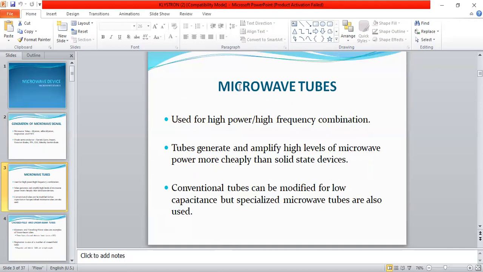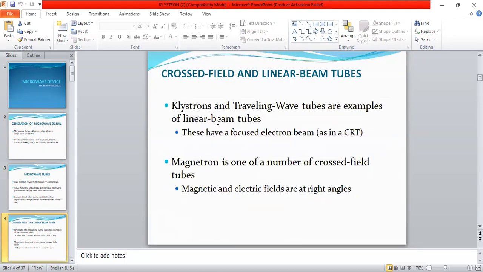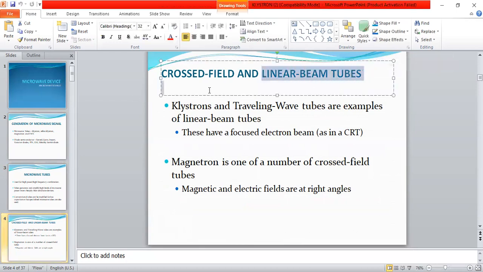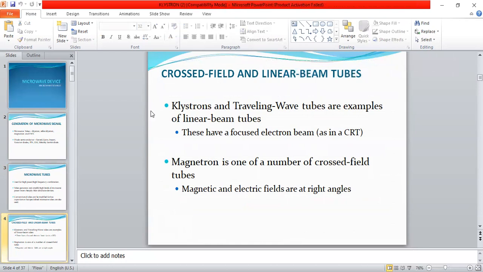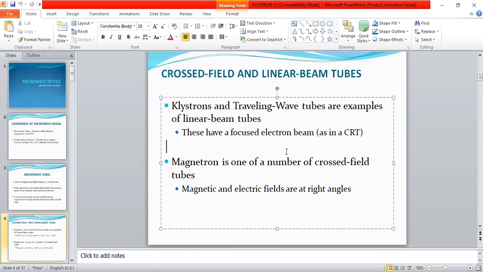Then, classification of these microwave tubes. Microwave tubes are classified into two types basically. One is the O-type tube and the second one is the M-type tube. O-type tubes are called linear beam tubes, and M-type tubes are considered as cross-field tubes. So these linear beam tubes are based on the velocity modulation process.